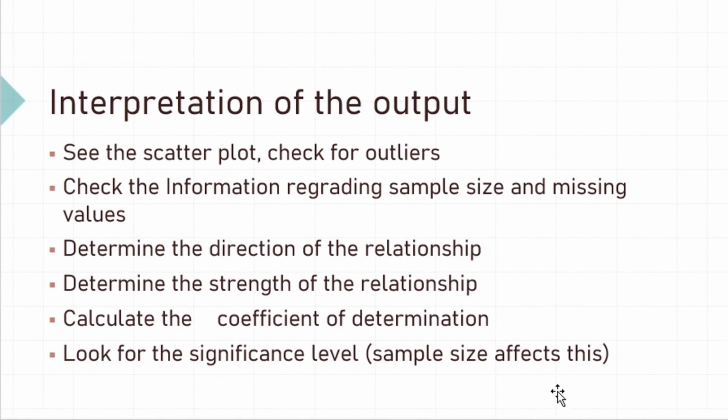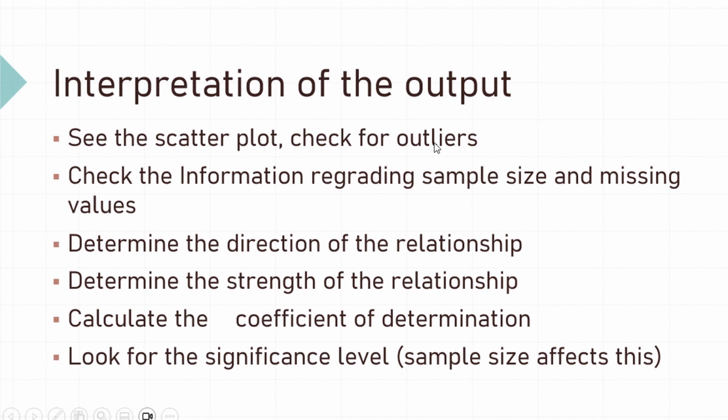Now we see how we interpret the results. First see the scatter plot, we have seen that. Check the information regarding sample size; there were no missing values. Determine the direction; we have seen the direction is positive, and the strength of the relationship is more than 0.5. Then we calculate the coefficient of determination and look for the significance level.